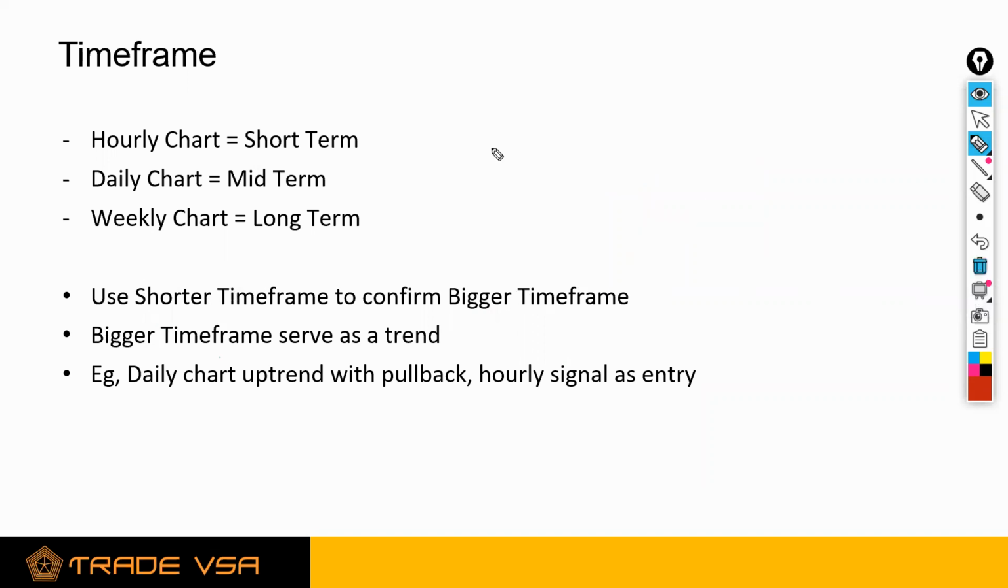Now, as mentioned, the bigger time frame serves as the trend, to look at the overall trend and how the stock moves overall. For example, if the daily chart is an uptrend with a pullback, and I've spotted it going up, maybe making a reaccumulation, then the hourly chart is here for me to look for signs of an early entry. So this is how I look at it.